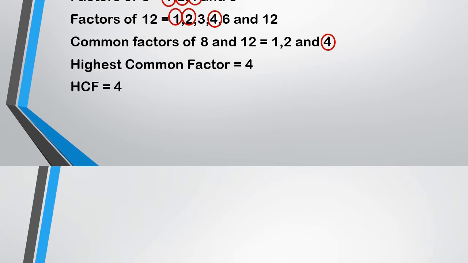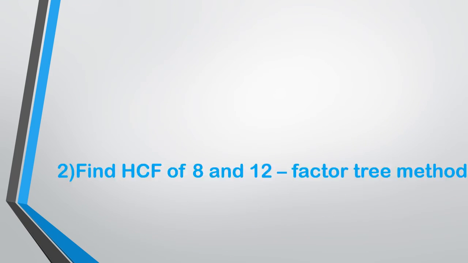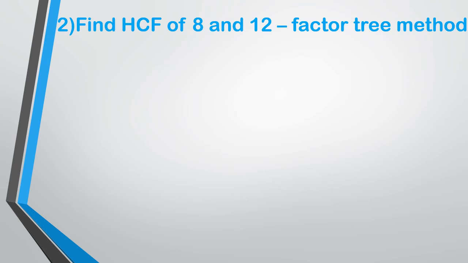Now we move on. We are going to do it in the second method, that is the factor tree method. First we have to draw the factor tree for 8. How can we split 8? 2 4s are 8. For 2, we don't have any factors other than 1 and itself. But for 4, we can split into 2 2s are 4.